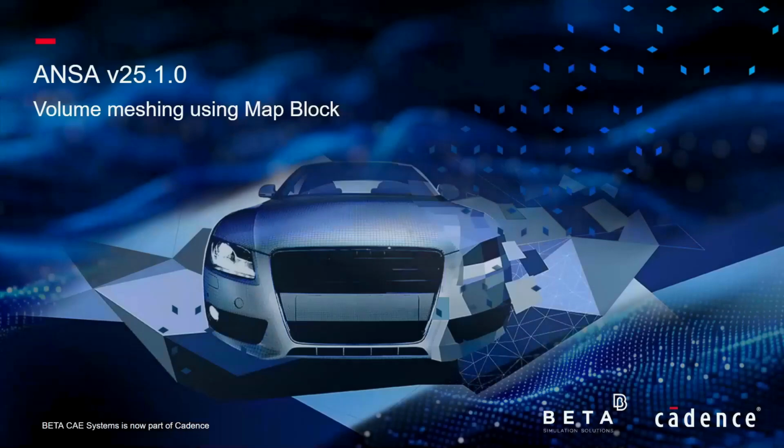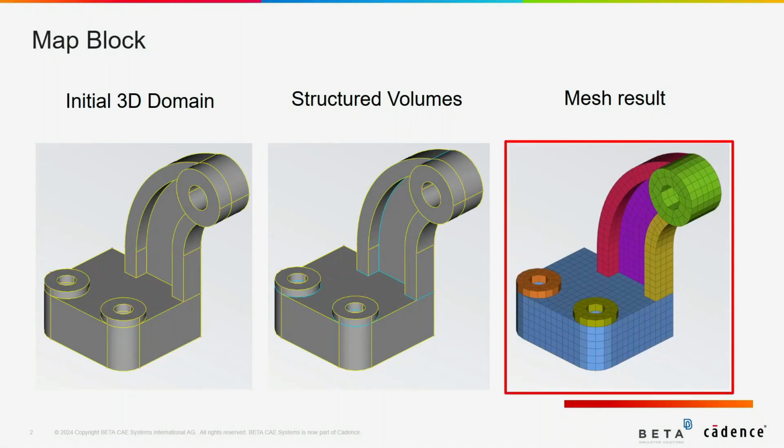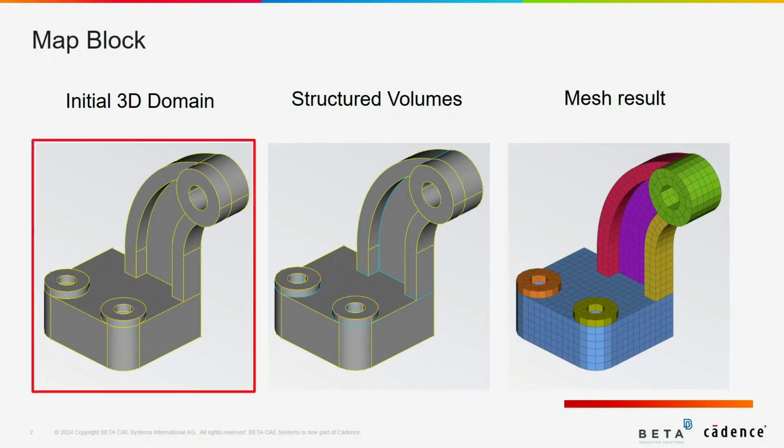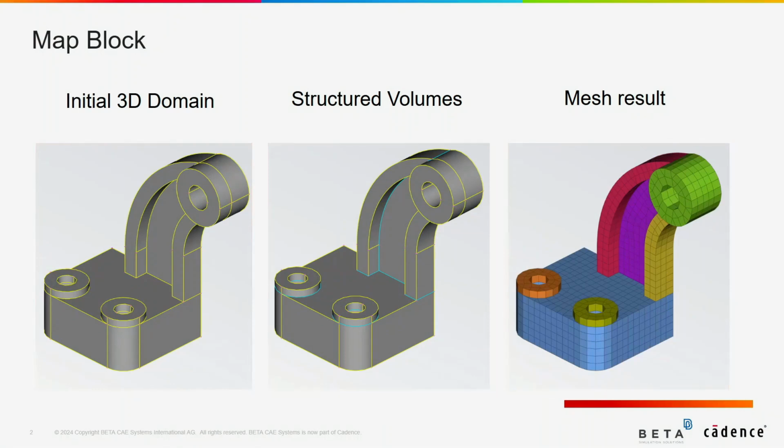Hello everyone and welcome. This video demonstrates how to use the Map Block tool to create solid mesh in ANSA. The Map Block tool is a highly effective feature designed for creating hexahedral meshes by dividing a 3D domain into structured blocks. It's particularly effective for geometries that can be broken down into simpler, more regular shapes.